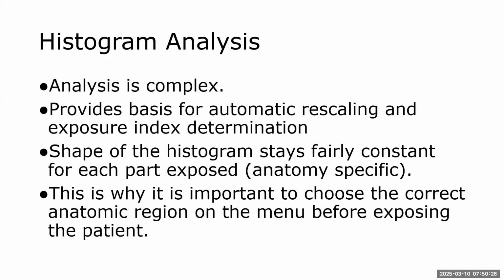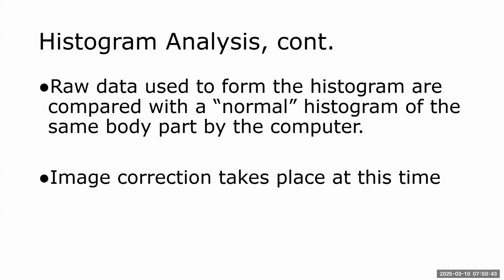The shape of the histogram stays fairly constant for each part exposed, meaning anatomy specific, meaning my chest histogram should look very similar to yours. And this is why it's important to choose the correct anatomic region on the menu before exposing the patient, so that the correct algorithm is used when it is processing. Raw data used to form the histogram are compared with a normal histogram of the same body part by the computer, and then image correction takes place at this time.